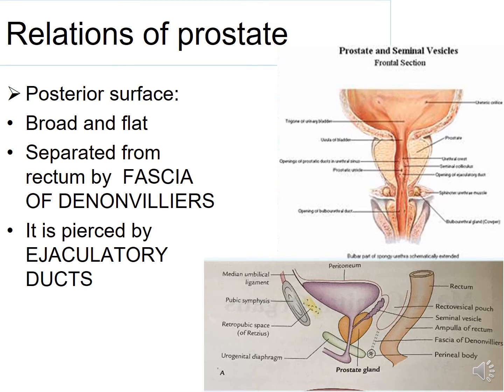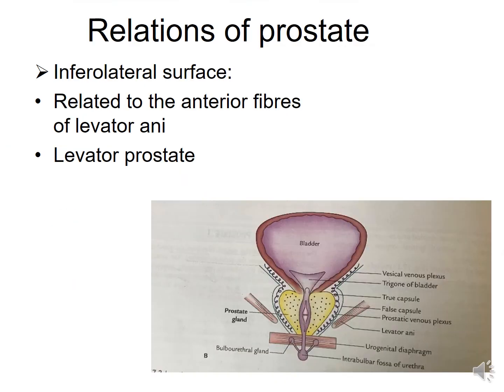Now coming to the next surfaces, the inferolateral surfaces, which are related to the anterior fibers of levator ani, and the fibers enclose the prostate gland in a sling, which is known as levator prostatae or puboprostatic sling. You can see in this diagram how the levator ani is related with the lateral surface of prostate.